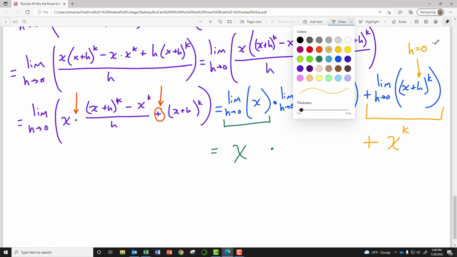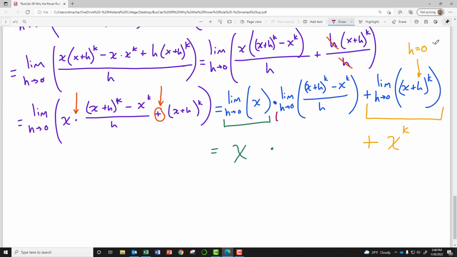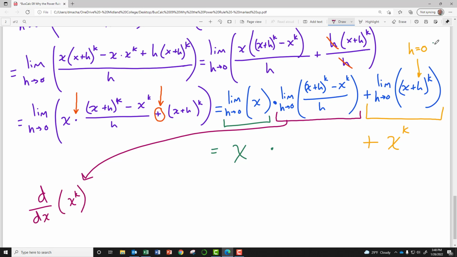And so what I'm left with that I need to evaluate here is this bit in the middle. And the very astute among you would say, hey, this little bit over here that I've underlined in maroon is actually talking about the derivative of x to the power k, right? So maybe you recognize the definition of the derivative hiding in this limit here. And you say that's just the derivative of x to the power k.